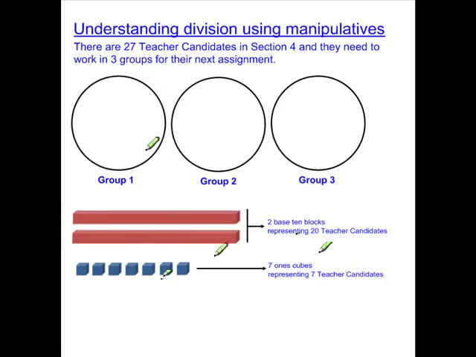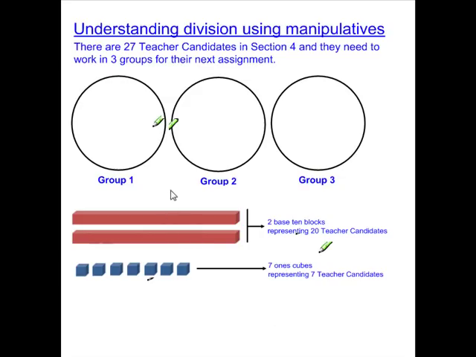Let's look at how all these pictures relate to the problem that we're trying to solve. I had 27 teacher candidates and I have 27 blocks. We're trying to divide them into equal groups, like so. This is why I have 1, 2, 3 circles for 1, 2, 3 groups. So we're trying to divide 27 by 3.